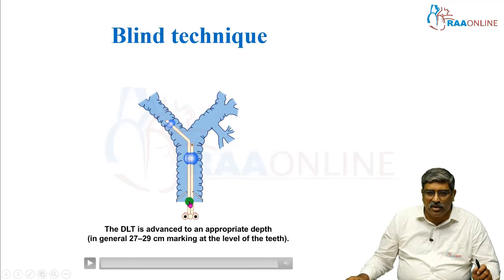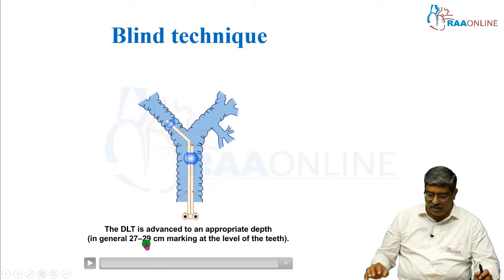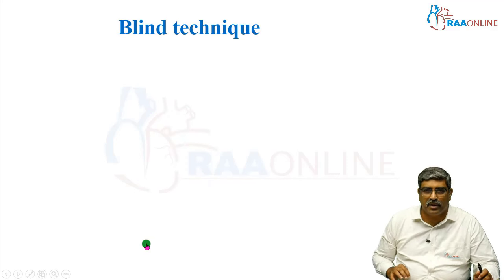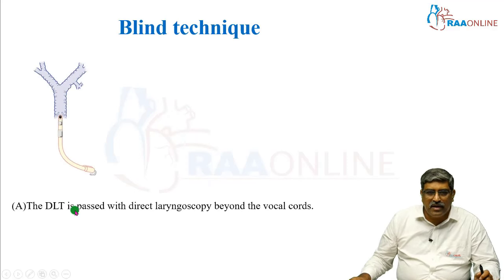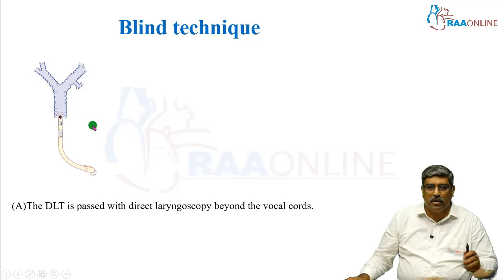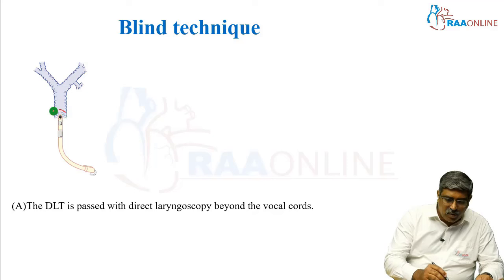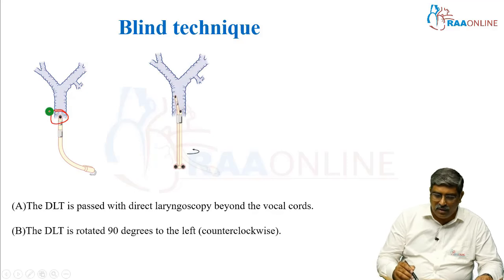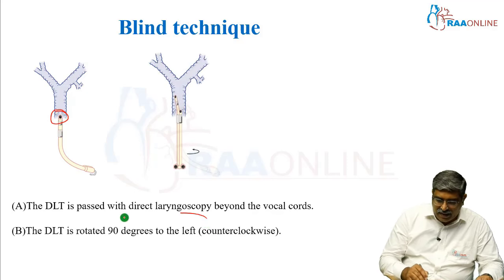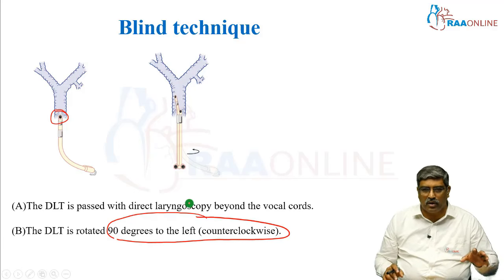The most important thing is you cross beyond the vocal cord, rotate counterclockwise, go to the left side, and the distance is roughly 27 to 28 centimeter. So, the DLT is passed with direct laryngoscopy beyond the vocal cord, then it is rotated 90 degrees to the left, counterclockwise.